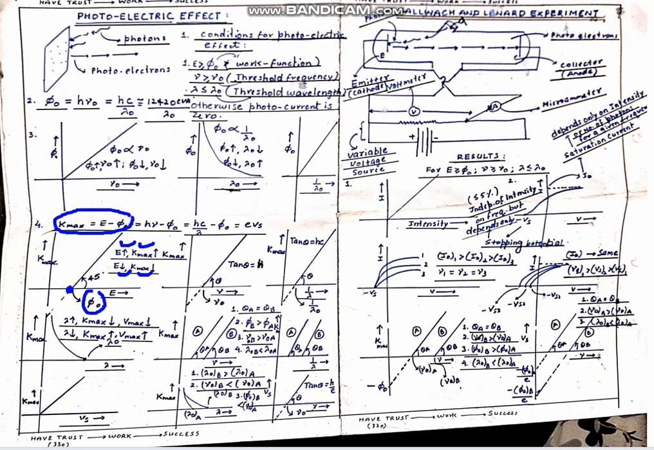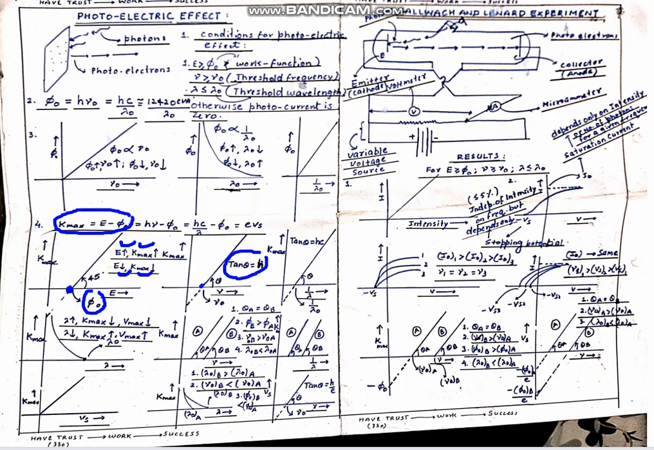Then we have the relation between kmax and the frequency. So again the graph will be a straight line, and slope angle is equal to theta, where tan theta equals to h. Then if we draw graph between kmax and 1 by lambda, then again the graph will be a straight line having intercept as minus of phi naught. So these are the graphs.